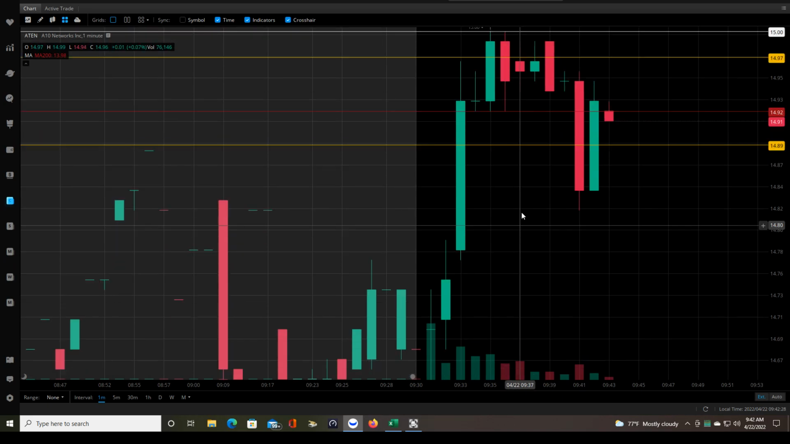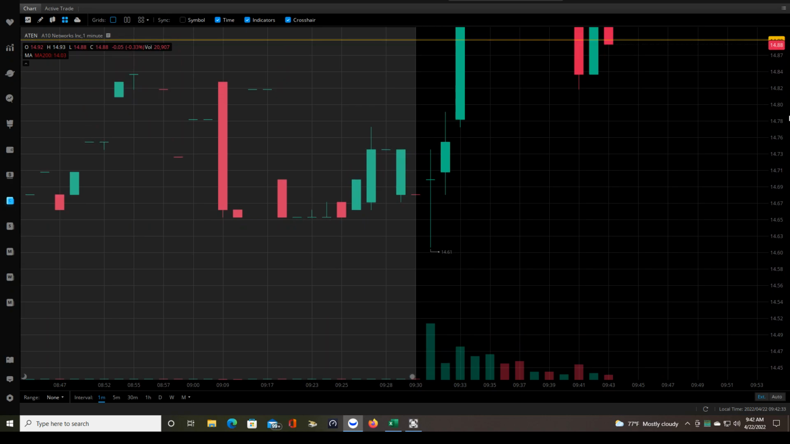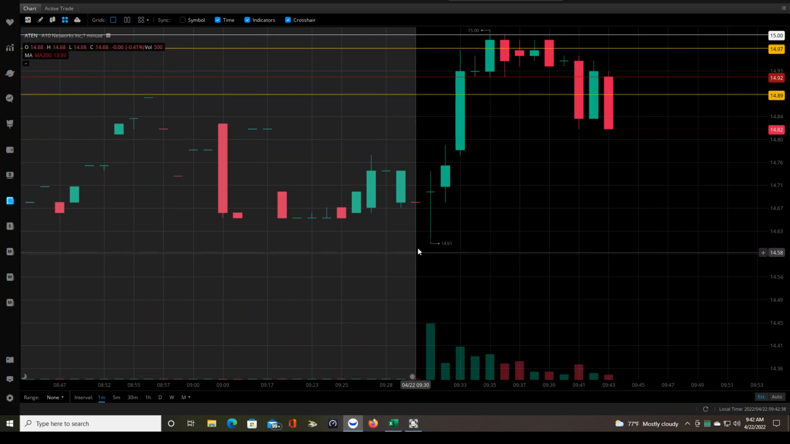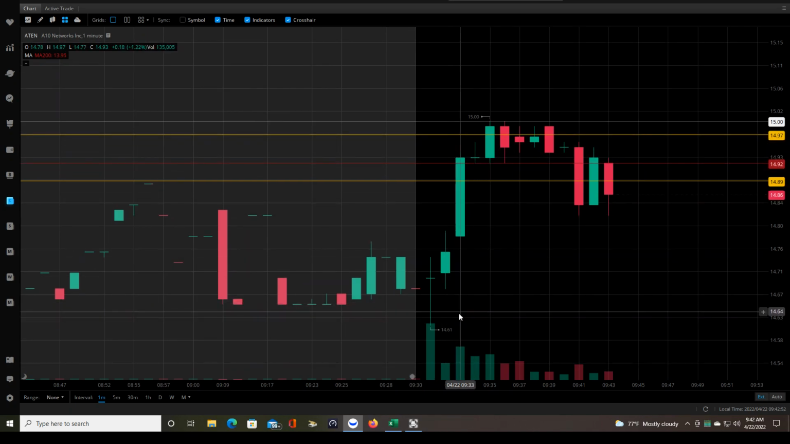So this is a pullback. Let me explain that. Every ABCD pattern looks a little bit different, but you can see this one here still very clearly. This is point A, this is point B, and this is point C, believe it or not. Even though this is a green candle, this is still a pullback because this has a lower high. So it's a very minor pullback, but it's still a pullback. So that is the very first ABCD pattern, A, B, C, and then here is D. And then I trade the first candle that makes a new high after that point.